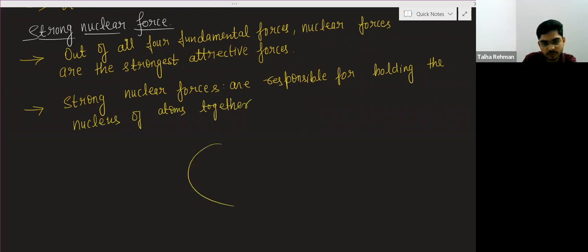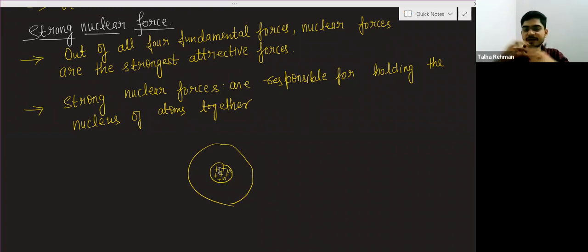So basically, this is your suppose atom, and in an atom a nucleus is there. Inside the nucleus, there are positively charged protons, and there are neutrons also. Neutrons have no charge. So what will happen now? These protons will repel each other due to the electromagnetic force. But there will be a force that compensates this force, and that force is known as the strong nuclear force.